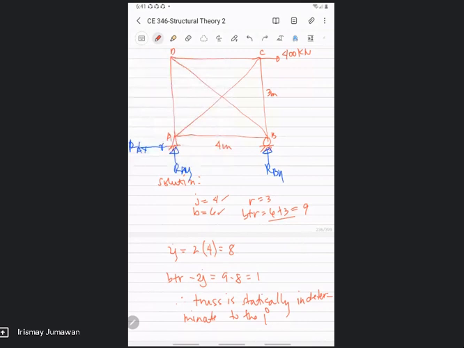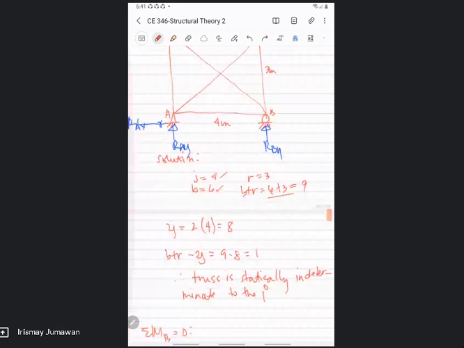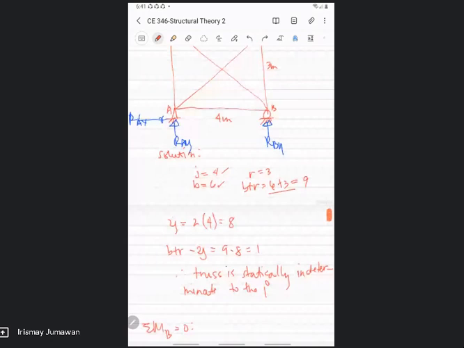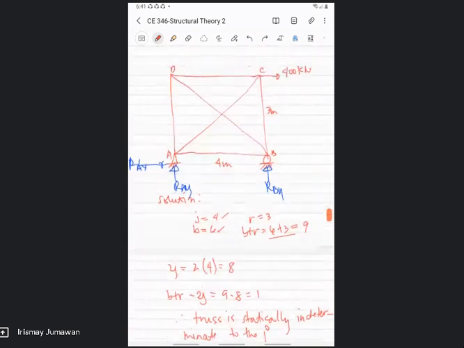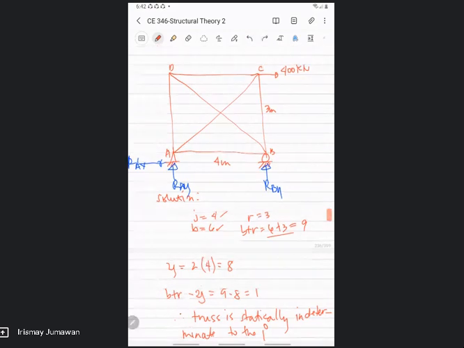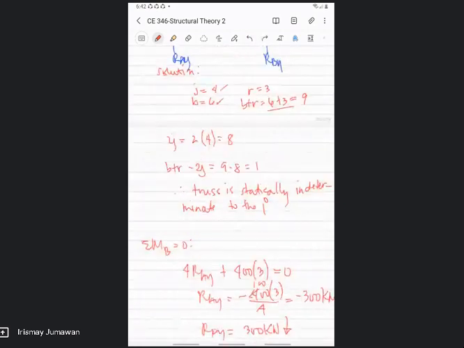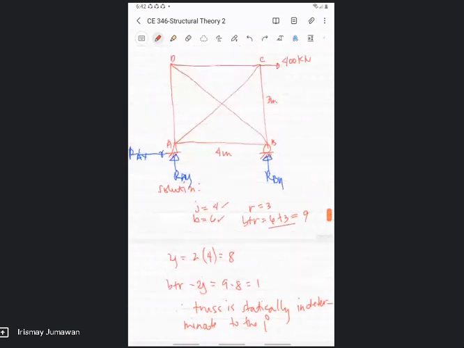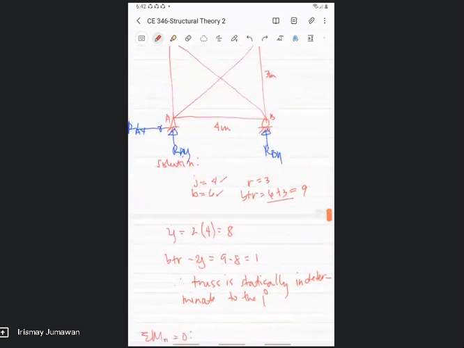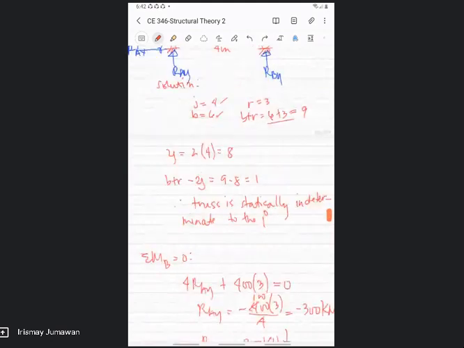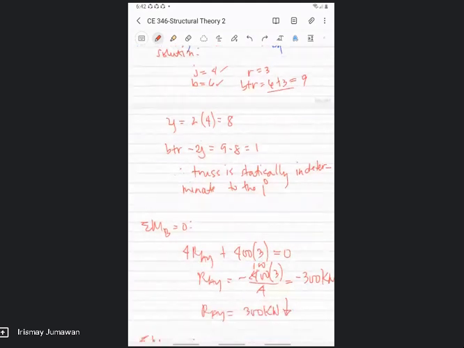So here, to compute, take moment at A or at B. So we have now our reaction here. So take moment at B. So you have 4 RAY plus 400 times 3, because the vertical is 3 meters. Your span between supports is 4 meters. Okay, so we have there 300. So you have to change 300 into positive zero. You have to take down the direction. So your RAY is going down.